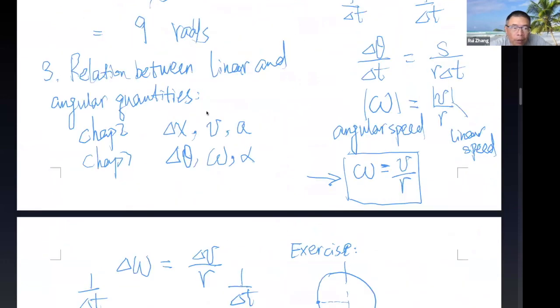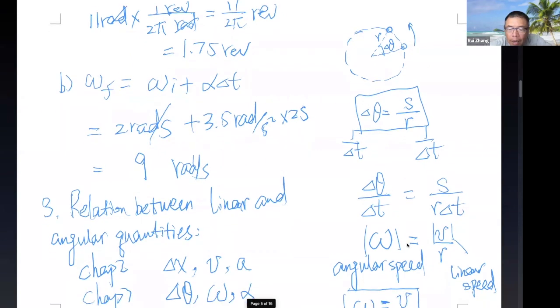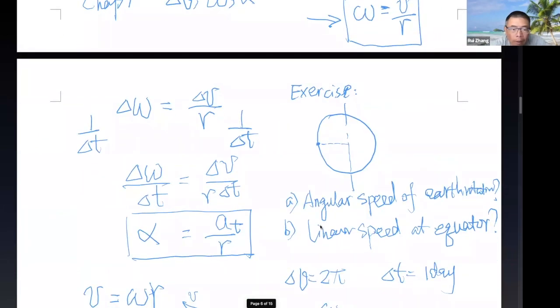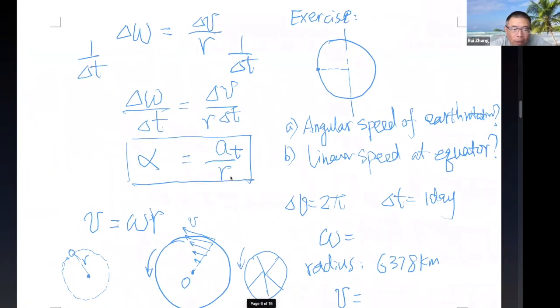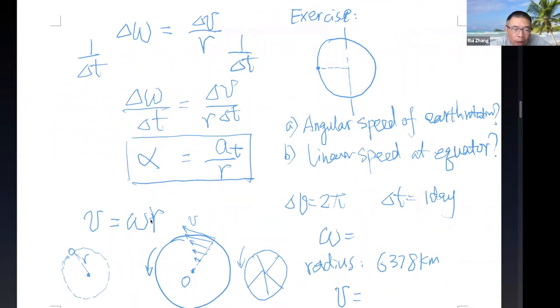Then we did a relation between linear and angular quantities by using this definition of angle in radians. We were able to get the relation between angular speed and linear speed. Notice these are only relations between the magnitudes, not the directions. In terms of magnitude, omega is v over r. And then we got the relation between the angular acceleration and the tangential acceleration, which we didn't emphasize a lot. The most important thing for us is still v equals omega r, or omega equals v over r.